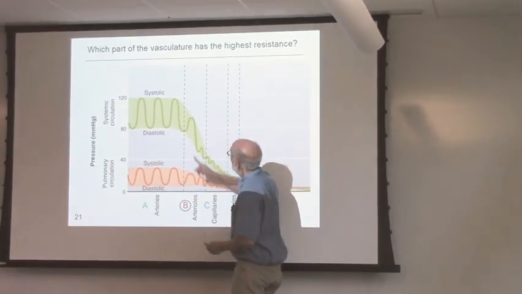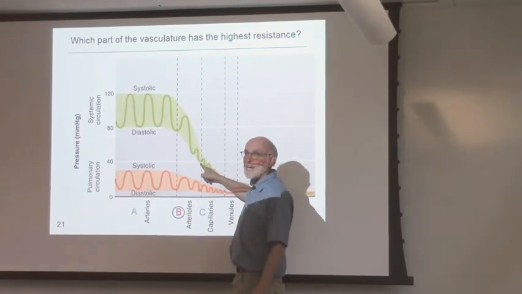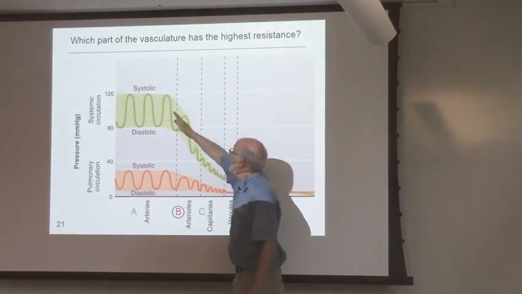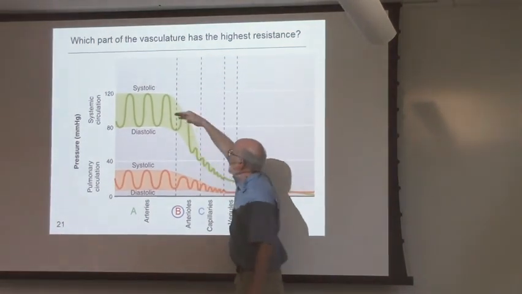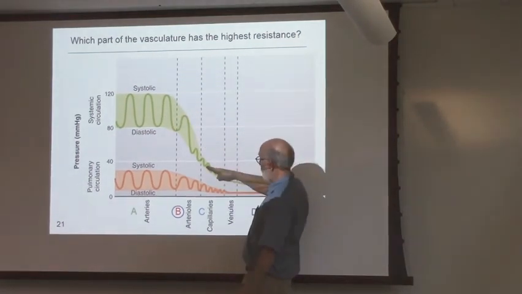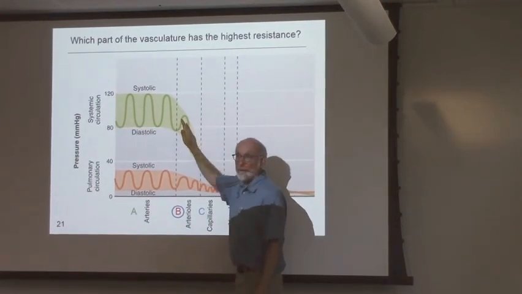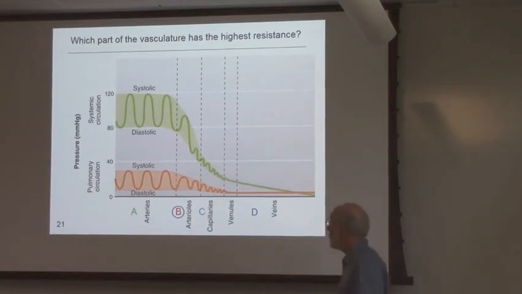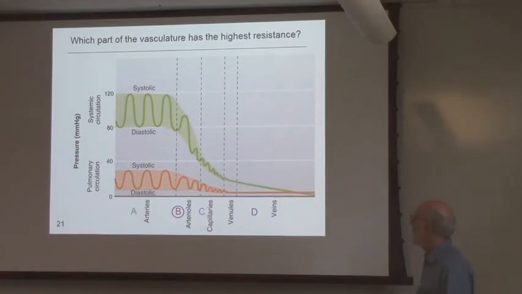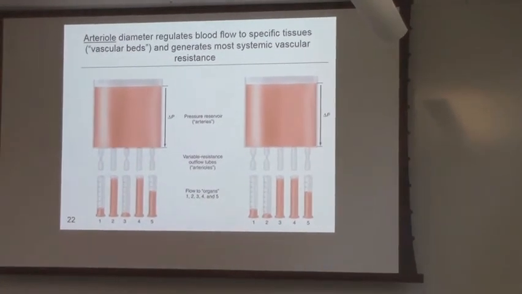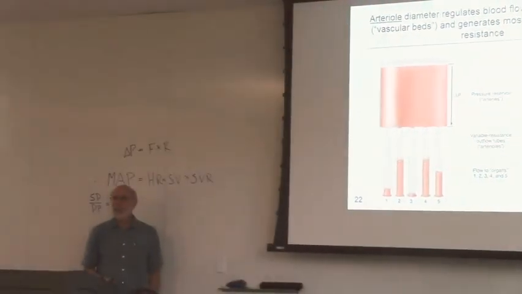And how do I know that? It's because the slope, the change in pressure, is highest. The change in pressure is highest in the arterioles. The change in pressure in arteries is almost nothing. The change in pressure in capillaries is lower. This slope is lower than this slope. So the arterioles is where resistance is high, and arterioles is where resistance is controlled. That's a key point. Write that one down. Arterioles is where systemic vascular resistance is controlled.